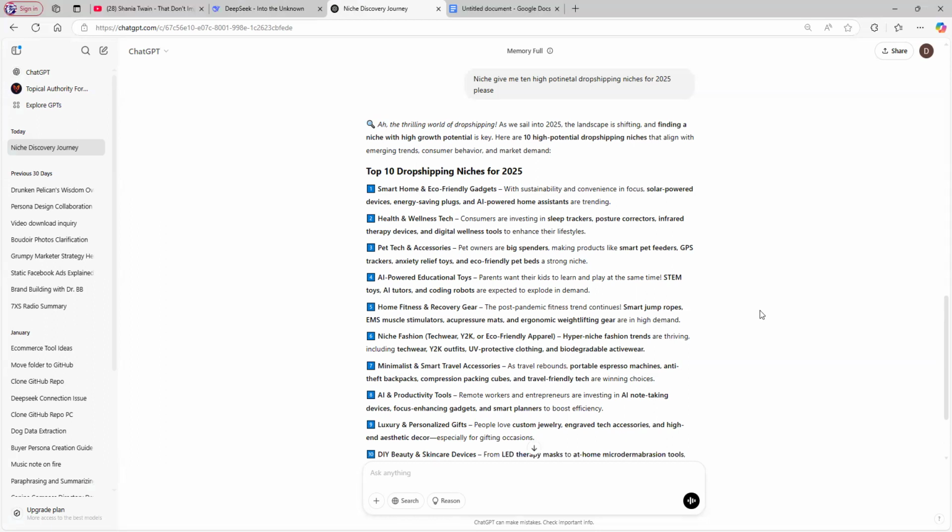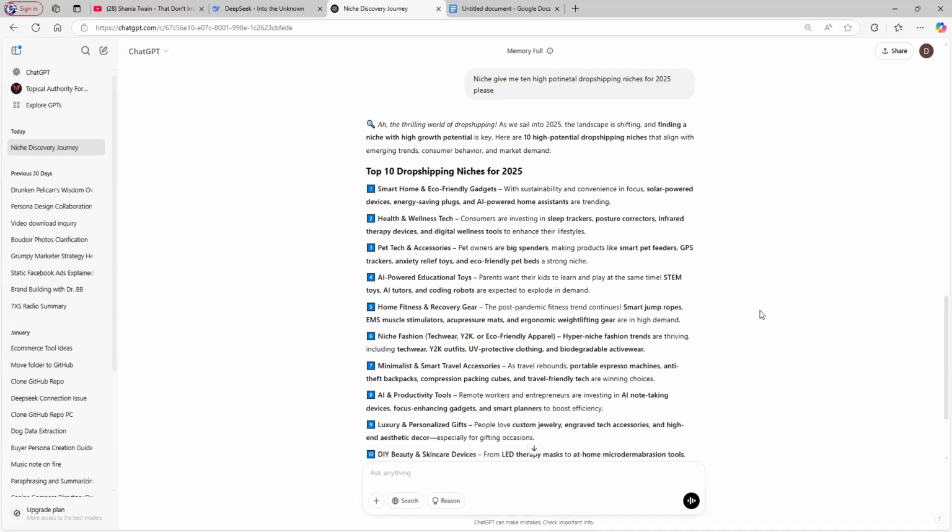So let's see here. ChatGPT niche navigator is saying smart home and eco-friendly gadgets, health and wellness. The health and wellness tech will always be kind of a go-to for a lot of people. Me personally, I tend to avoid the health niche, mostly because a lot of the products that are out there are basically quackery. And anything that is consumable, I avoid because it's a good chance of getting your ass sued. So why take the chance?